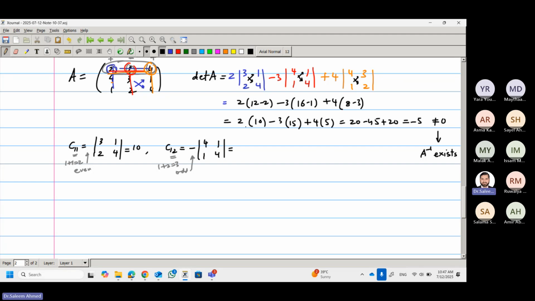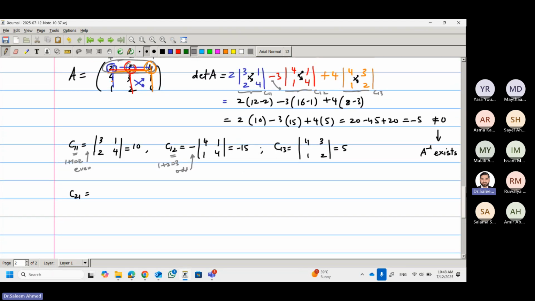So that is 16 minus 115, but with a minus sign. And then C13. C13 is again plus, and that is 4 minus 3, 12 minus 8, 5. So now C21. These three cofactors are exactly here. C11, C12, C13 are here. You see, C11, C12, C13 with a minus sign. Of course, with this minus sign, they are C11, C12, C13. So I have these three cofactors already there.